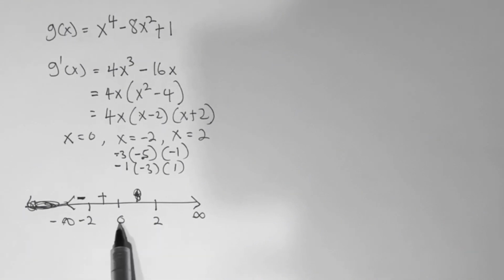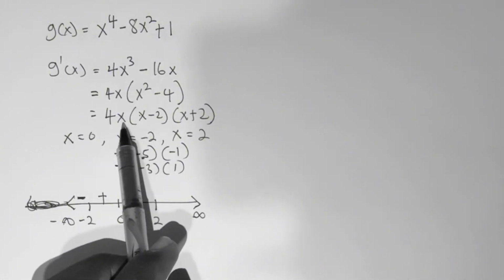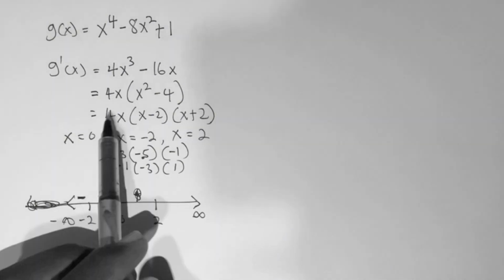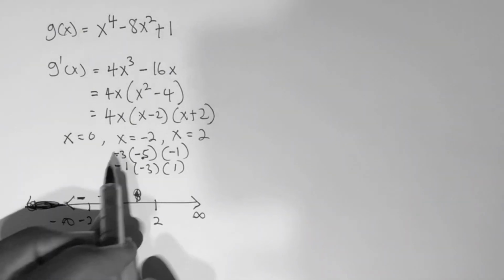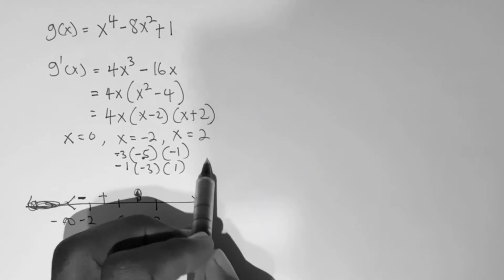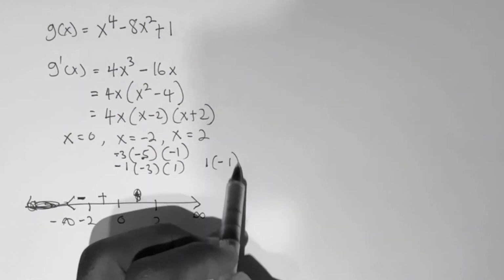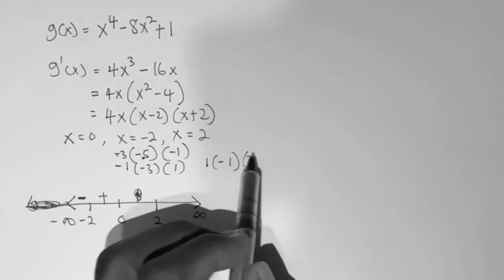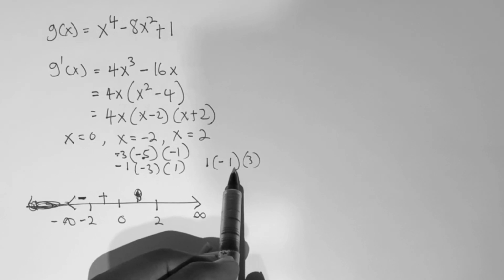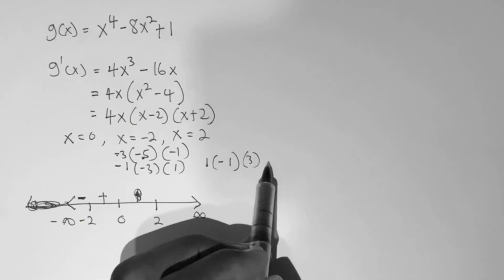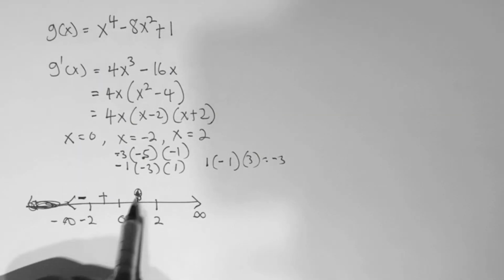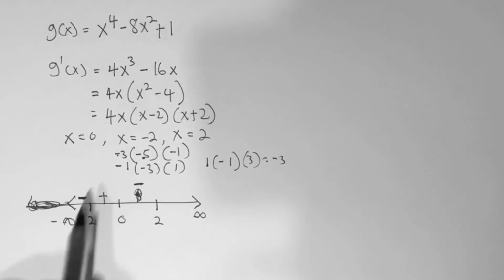Now let's take a value between 0 and 2. For example, 1. If we put 1 in this function, we are going to get 1. 1 minus 2 is minus 1. Then 1 plus 2 is 3. So 1 times minus 1 is minus 1. Minus 1 times 3 is minus 3. So this region is negative.